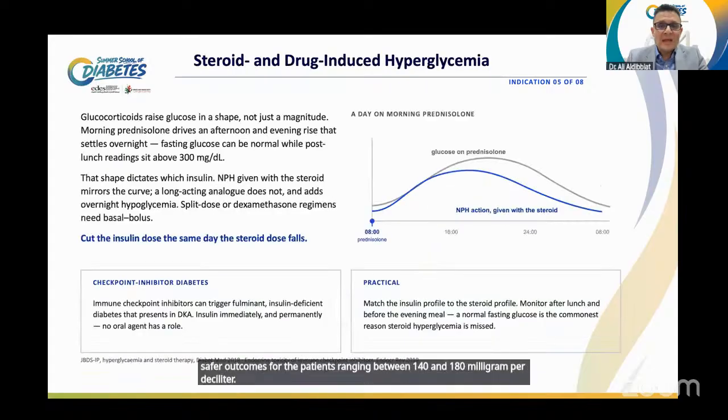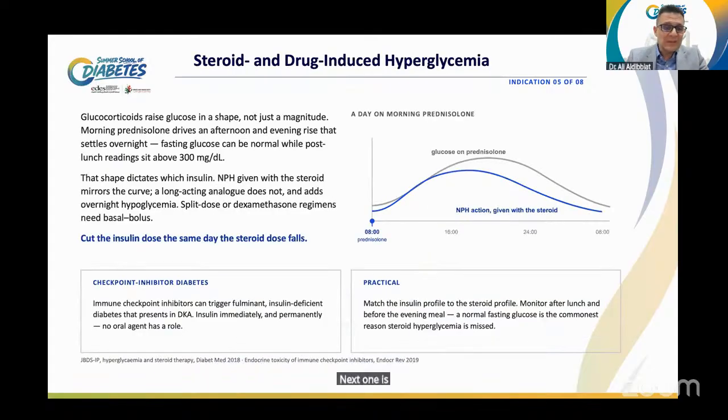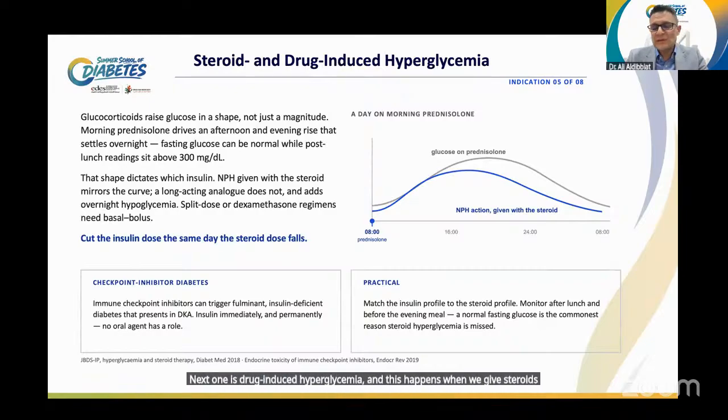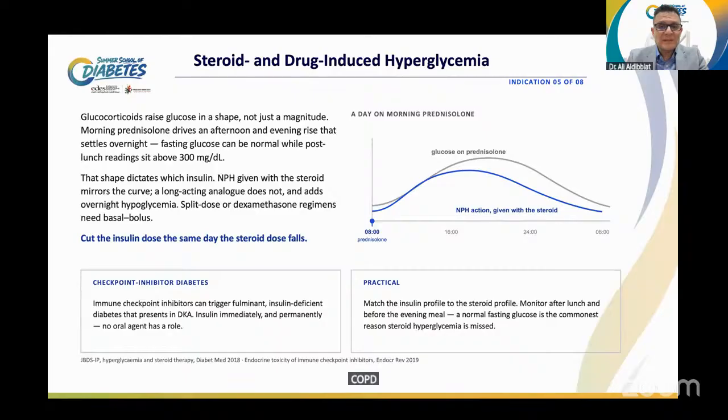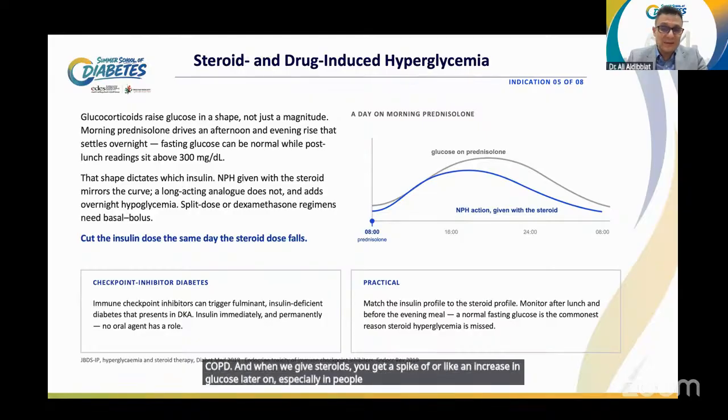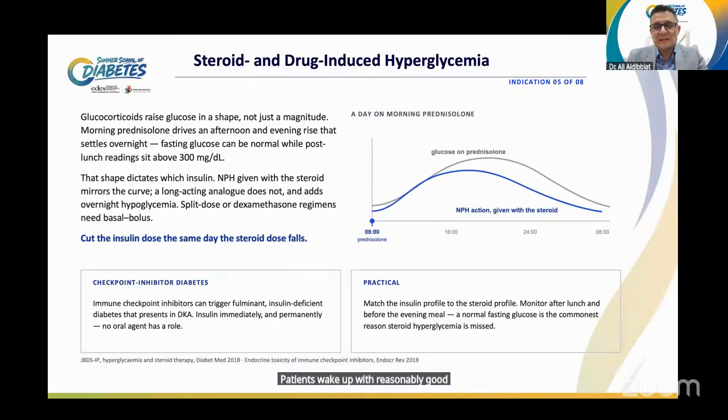Next one is drug-induced hyperglycemia, and this happens when we give steroids for different reasons, the likes of thyroid eye disease or decompensated pneumonia or a flare-up of COPD. And when we give steroids, you get an increase in glucose later on, especially in people with established diabetes. Patients wake up with reasonably good sugar, and after taking the steroids, the glucose increases along the day.